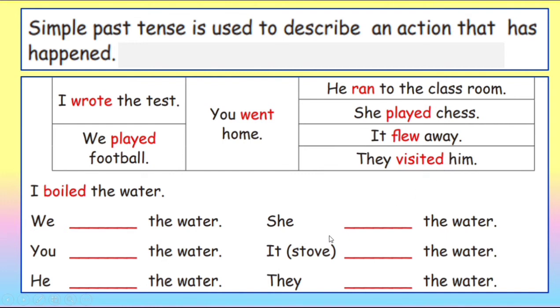Now, there is the verb boiled. So we need to use the verb boiled in each of these blanks. So we boiled the water. You boiled the water. He boiled the water. She boiled the water. It or the stove boiled the water. They boiled the water.